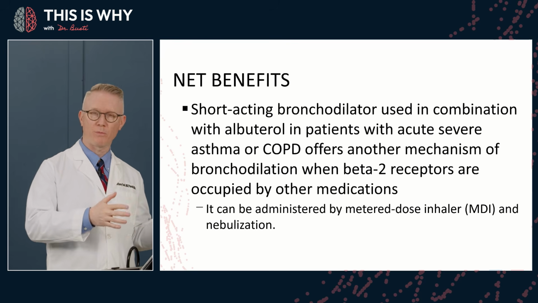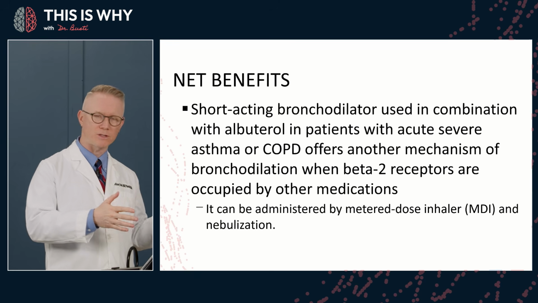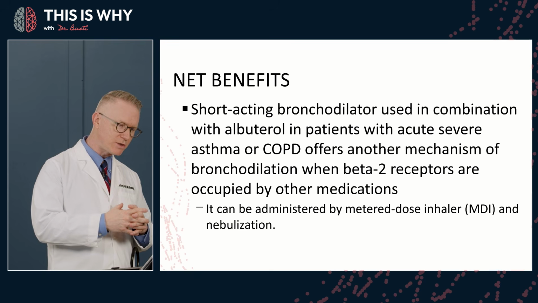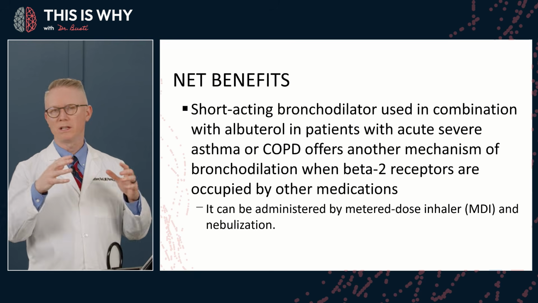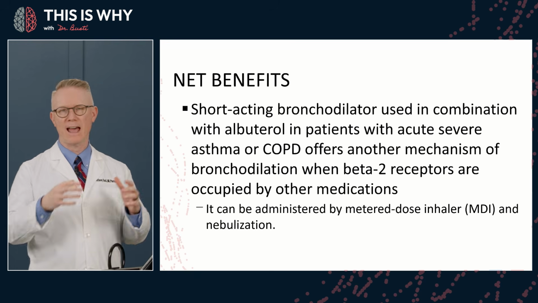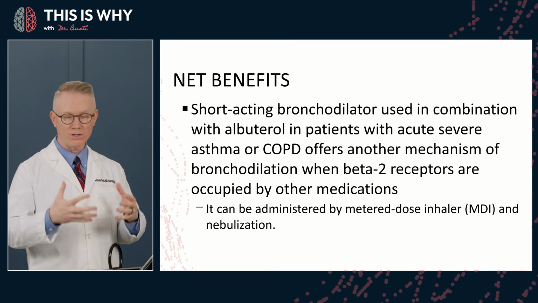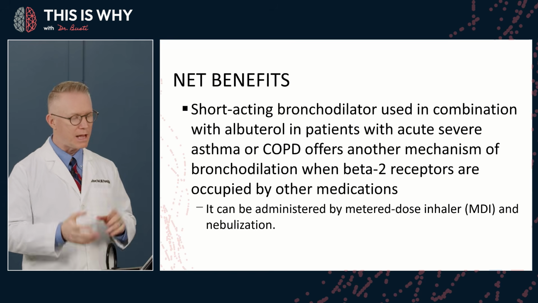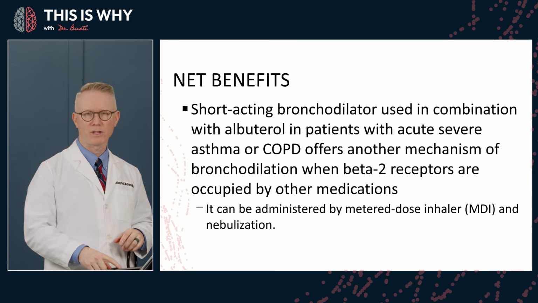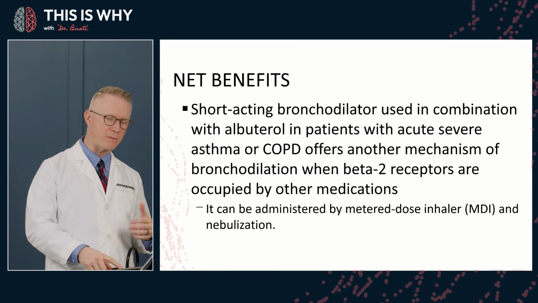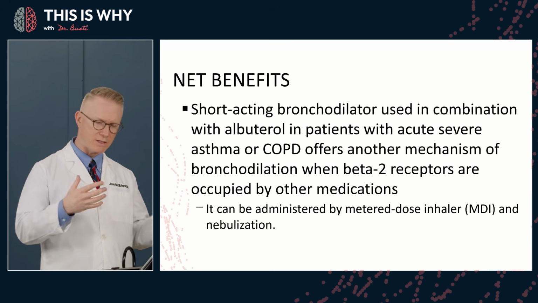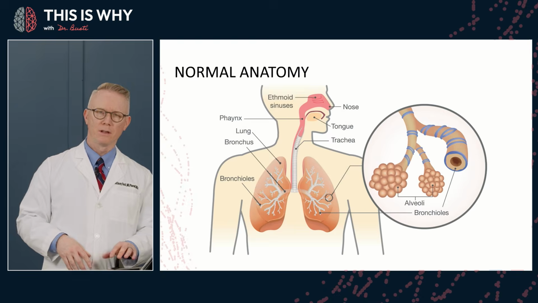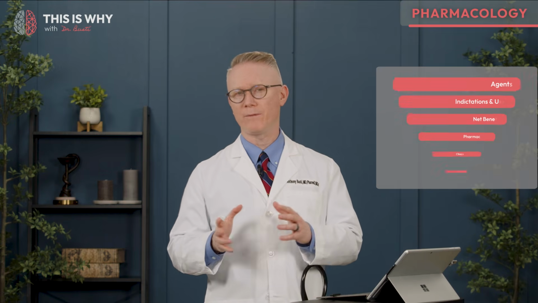It's a short-acting bronchodilator with antimuscarinic or anticholinergic properties, so it causes bronchodilation, dry secretions, and it can work in acute COPD and acute asthma exacerbation. Allows us another opportunity to bypass beta receptors if they're being occupied, and at the same time also dry some secretions. The other is the dosage formulation allows it to be a little bit more applicable across different scenarios. Okay, now we're going to move into the pharmacology.